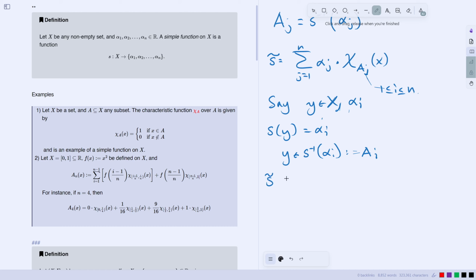So that means S tilde of y is equal to alpha I times chi of A sub I at y. And since y is in A sub I, that's just 1. It's an awful 1, but there we go. All right, that's a little bit better, which is alpha I. So it's the exact same thing, but we've written it as a linear combination of characteristic functions, which is sometimes helpful to do.